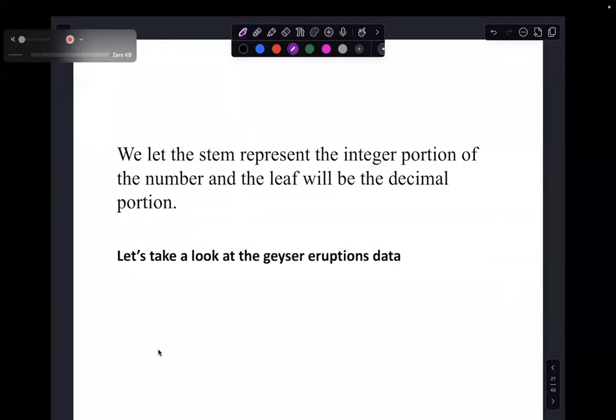Okay. So we're going to look at the geyser eruption data. This one doesn't have decimals. When we do decimals, the stem is going to be the integer portion and the leaf is going to be the decimal. And I'm going to do one of those as well. I'll give you a moment to write it down if you're going to write it down. But you will never be tested on it.